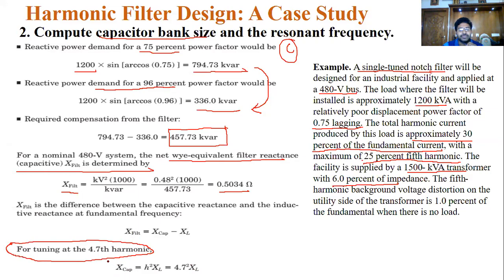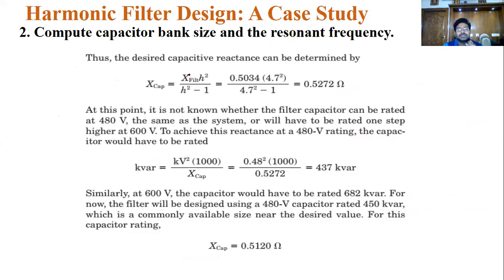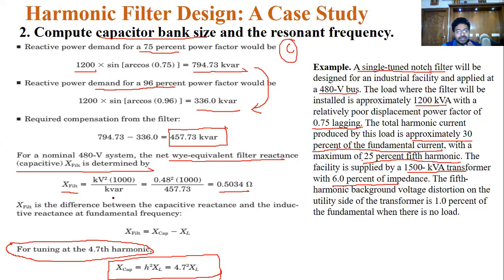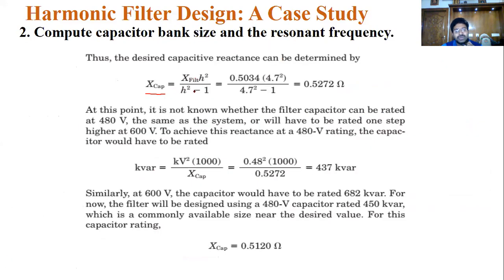Now see this order. X cap, the capacitive reactance, is equal to H squared. What is the final order? You can see these calculations. The desired capacitance value X cap: you will get an X value of 0.553, here in this case 0.53. Now multiply by H squared minus 1, and you can calculate. You are going to design a fifth order, actually a 4.7th order filter. You get the X cap value.